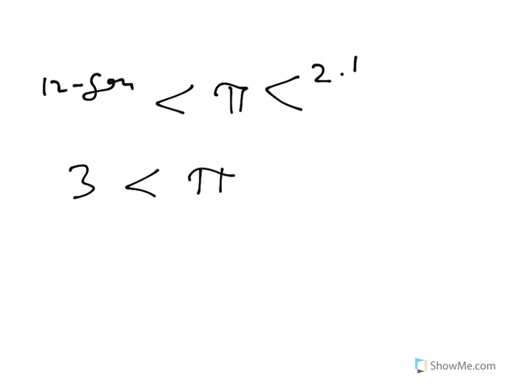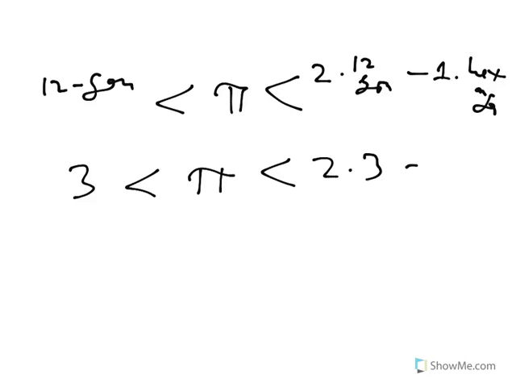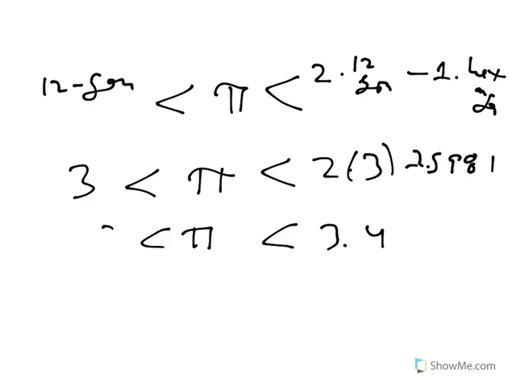So pi is bigger than the 12gon, which you might remember was 3, but it's less than 2 times the 12gon minus 1 times the hexagon. So in this case, that's 2 times 3 minus, that's times 3, minus 2.5981. And then when you do that, 6 minus that, you end up with 3.4. So we have pi between 3 and 3.4.